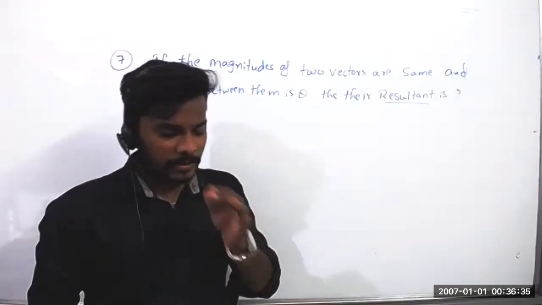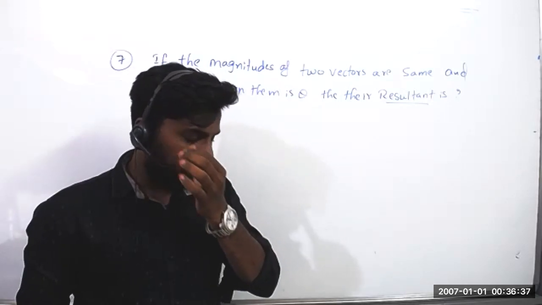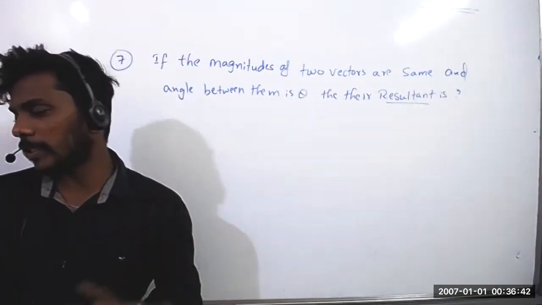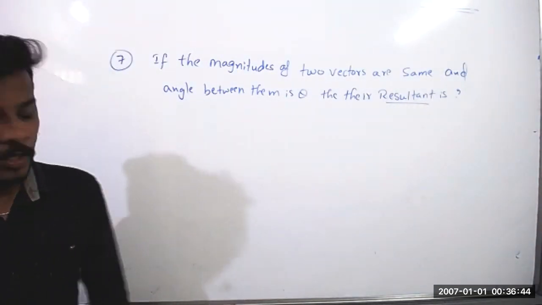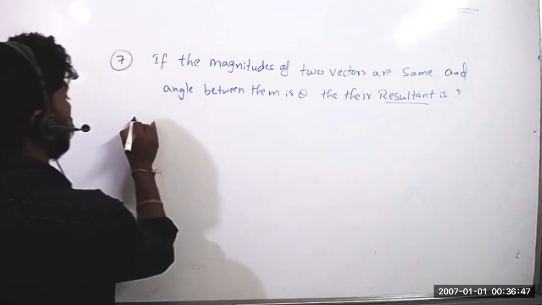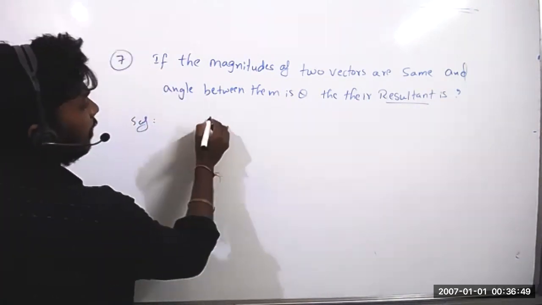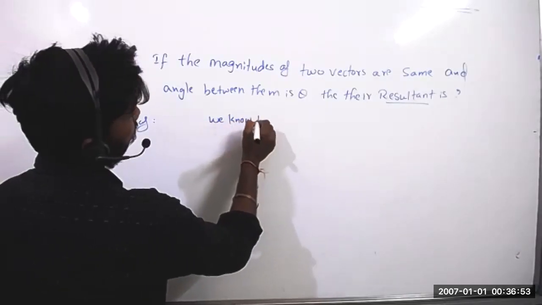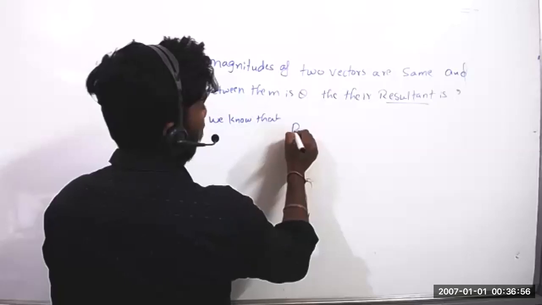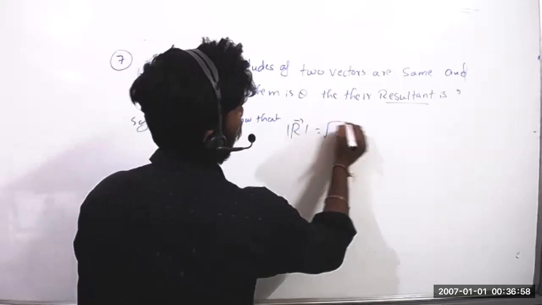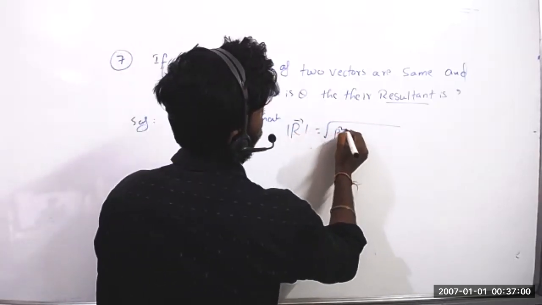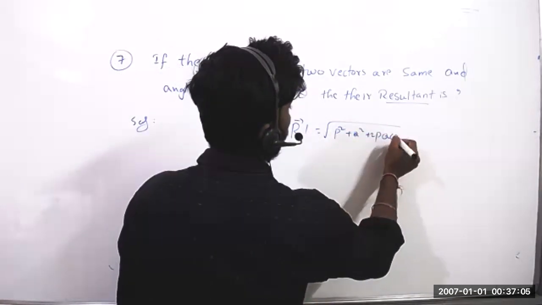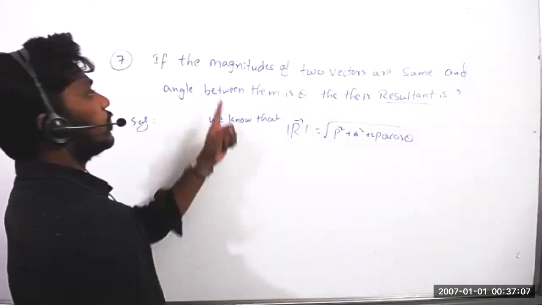Right? Resultant means what? Sum. P bar plus Q bar. What will be there for resultant? Magnitude and direction, right? So resultant, first solution. Resultant magnitude, how to calculate? We know that R is equal to root of P square plus Q square plus 2PQ cos theta. Right? But in the question, what have they given?